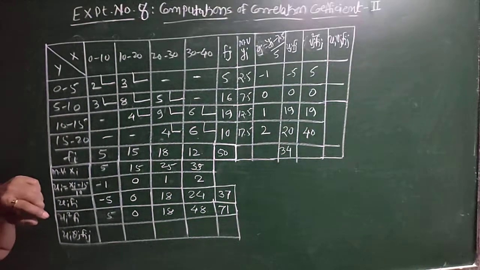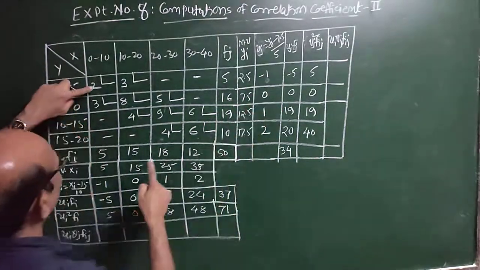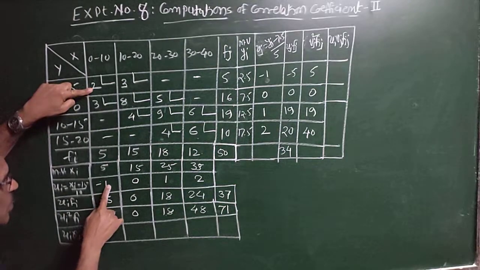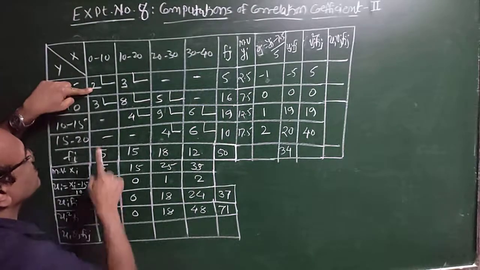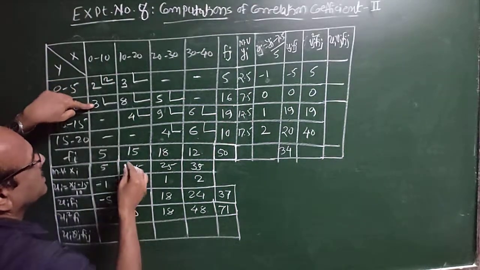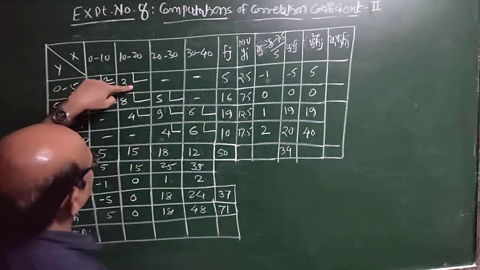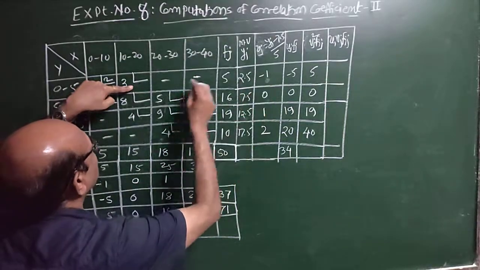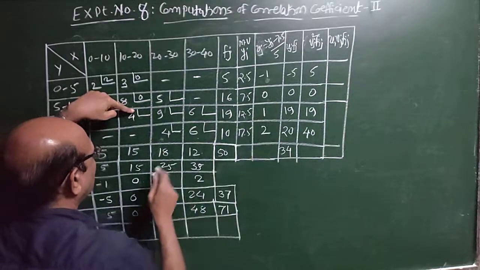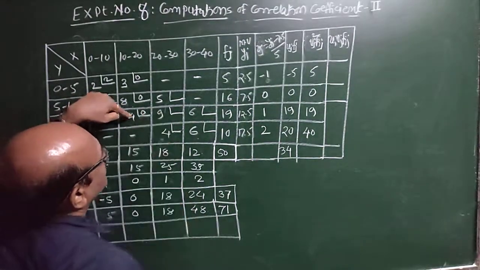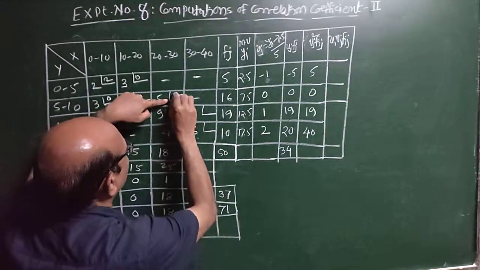Now what does your ui vj fij mean? This is your vj, for this 2, this is your ui, minus 1; minus 1 into minus 1 is plus 1, plus 1 into 2 will be 2. Here this is 0 into this will be 0. Then for this one, 0 into 1 will be 0. Again this is 0 and 0 will be 0. And this will be 1 into 0 is 0, into 4 is 0. Then here again 0 into 1 will be 0.